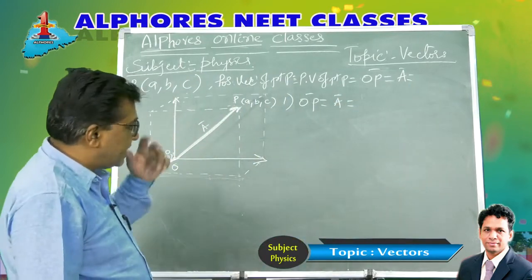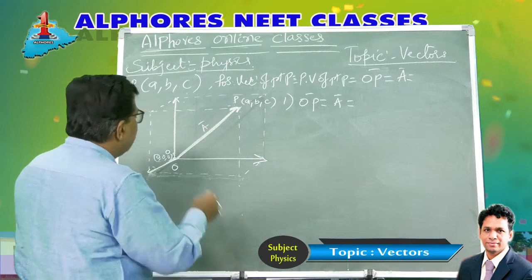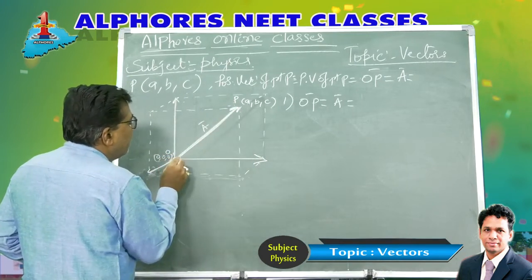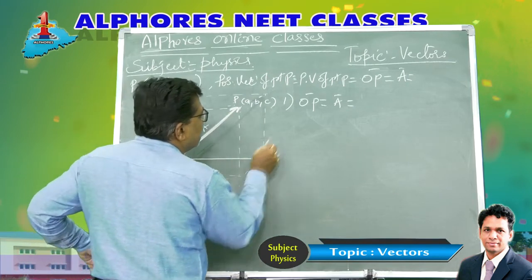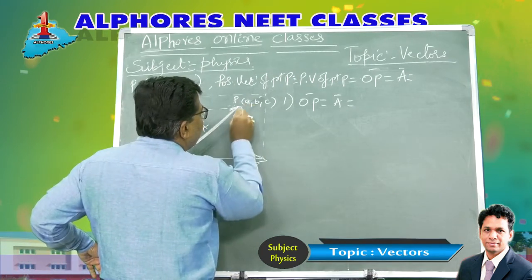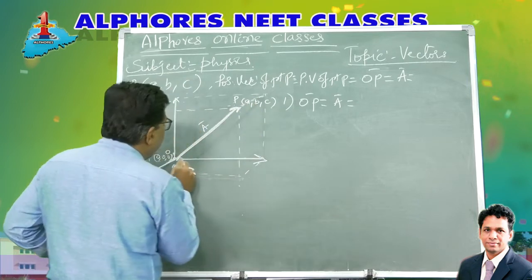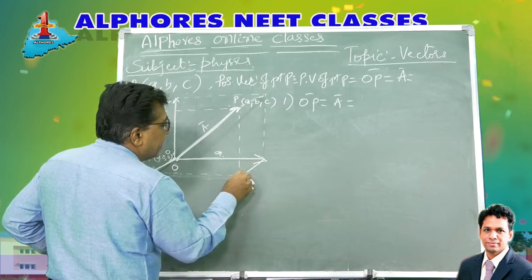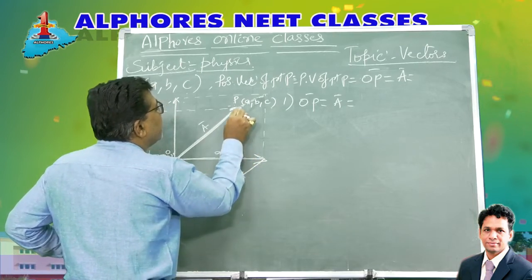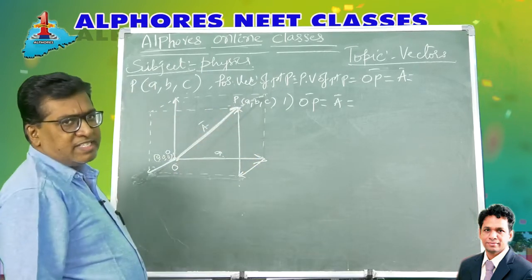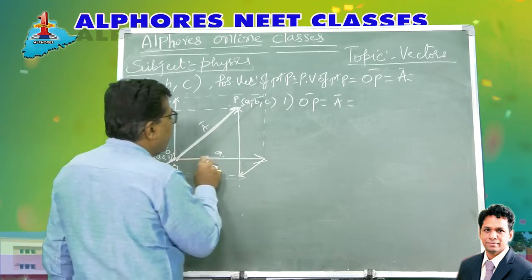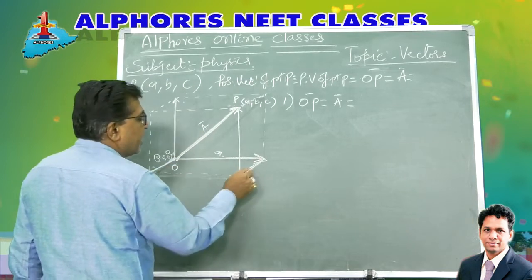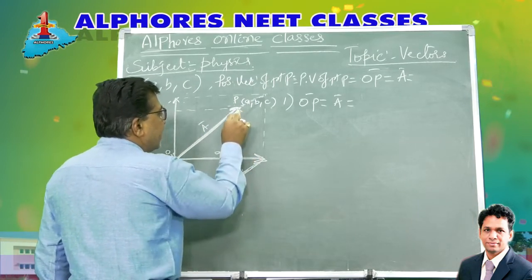Let us understand. I was telling you in the previous class, how do you reach point P? The X coordinate is A, so you have to travel A units along X direction. Later you will travel B units along Y direction, then you will travel C units along Z direction. So to reach point P, it is A along X axis, B along Y axis, and C along Z axis.